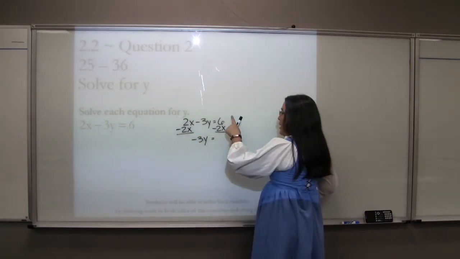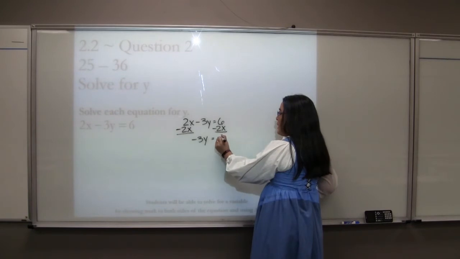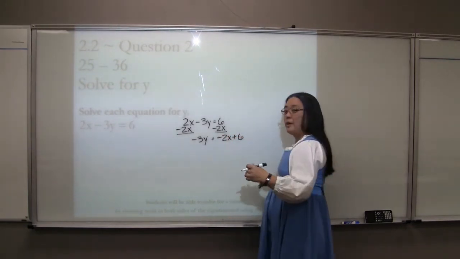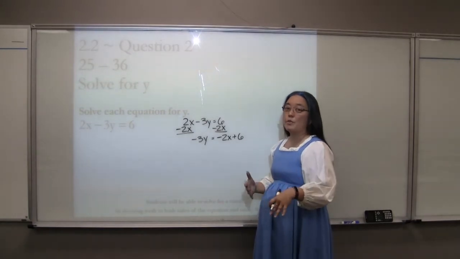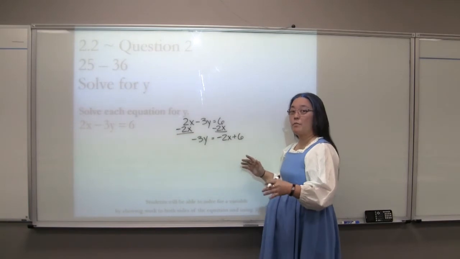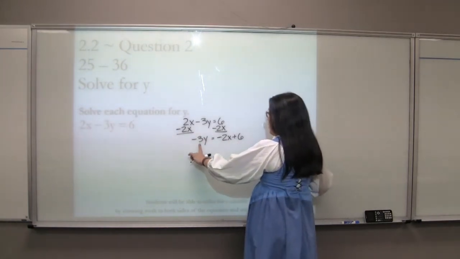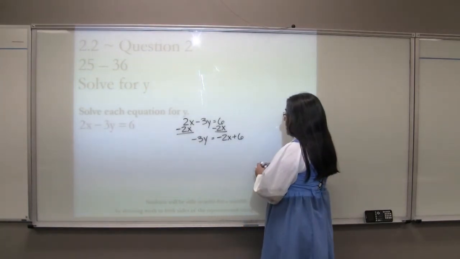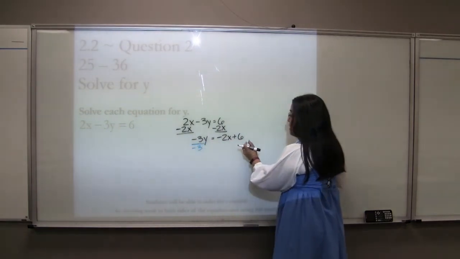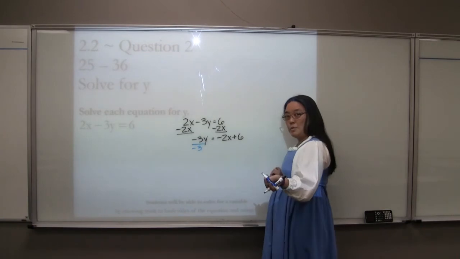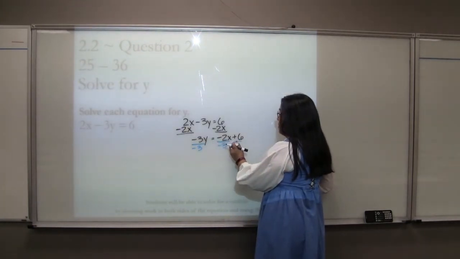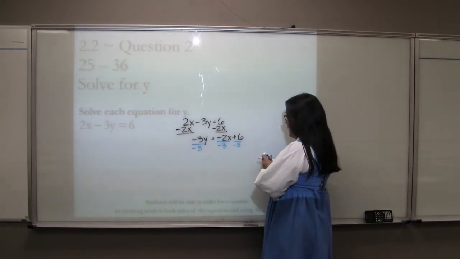Descending order by degree. I could write 6 minus 2x, but I would rather that you wrote negative 2x plus 6, because I'm preparing you for chapter 3 when we'll have to solve for y in order to create a problem in slope-intercept form for graphing. Then we're going to divide everything by negative 3. And while you could divide the entire side by negative 3, also to prepare you for chapter 3, I want you to divide each individual term by negative 3.